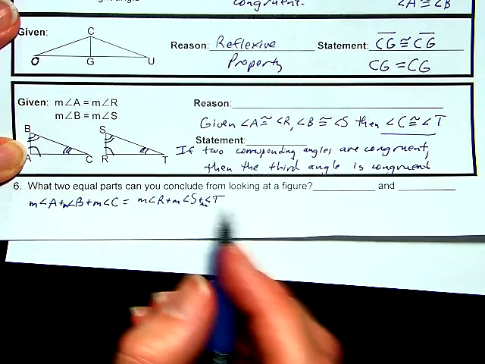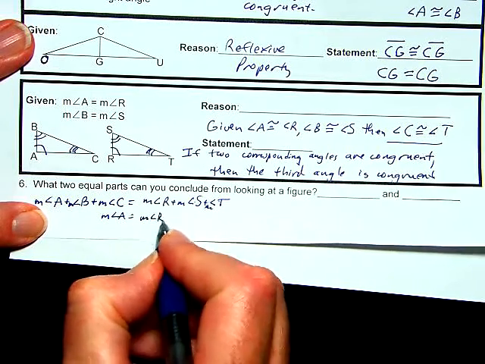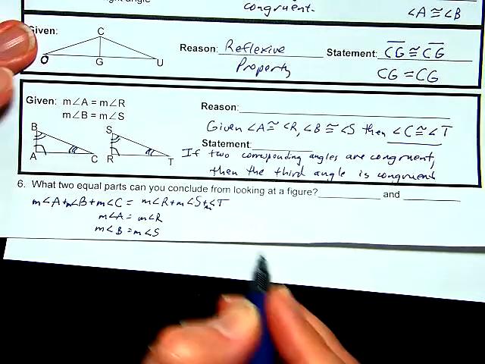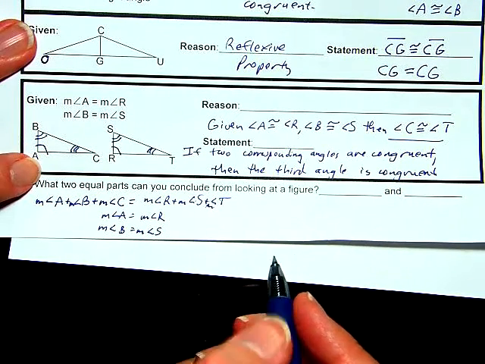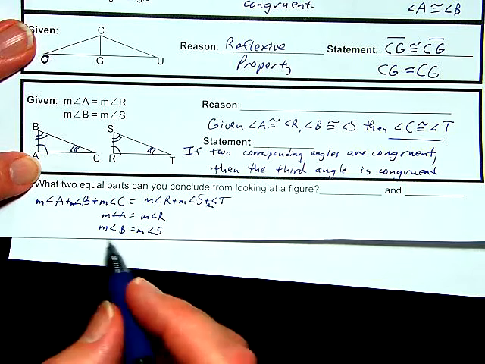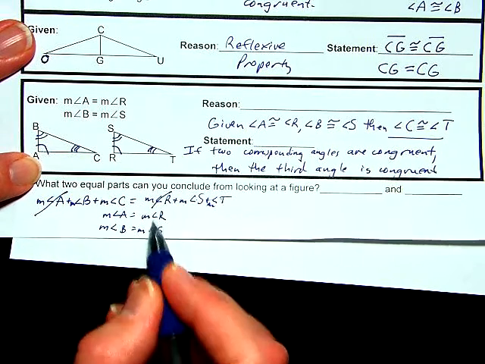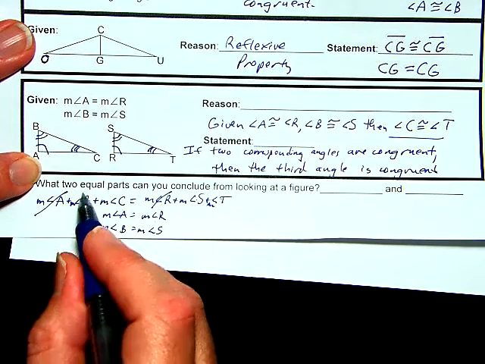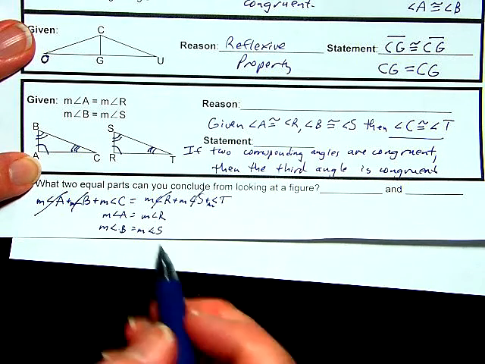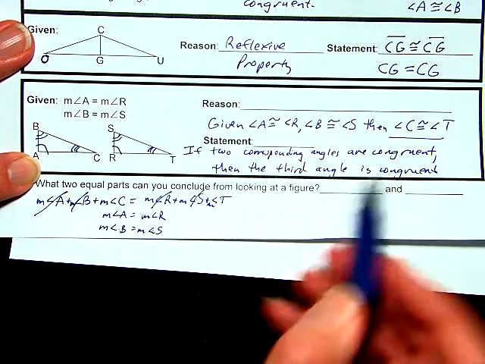We also know that the measure of angle A is equal to the measure of angle R, and the measure of angle B is equal to the measure of angle S. So that means that we could subtract these two equalities from this equality here, subtracting measure of angle A from the left, measure of angle R from the right, and now subtracting measure of angle B from the left and measure of angle S from the right leaves us with the fact that the measure of angle C equals the measure of angle T, which is what we concluded.